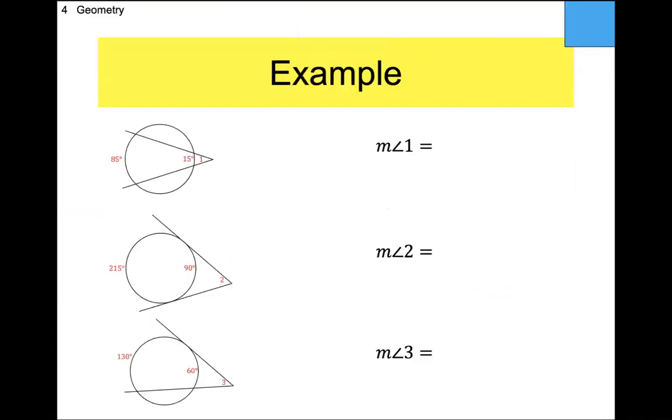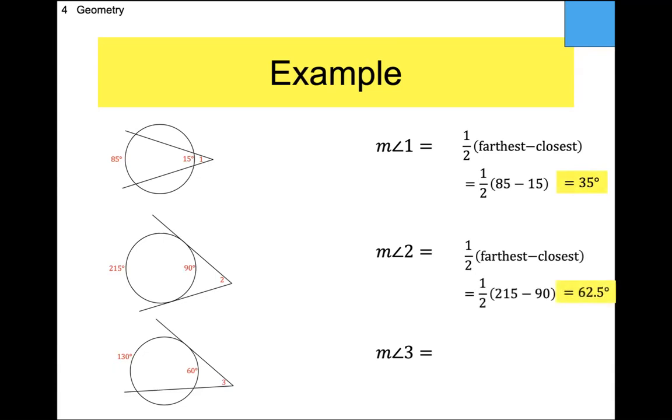Quick examples right here. Let's see, the first one is 2 secants. It's farthest minus closest, and then take a half. So 85 minus 15 is 70, and half of 70 is 35. 2 tangents, that's the second one there. It's going to be farthest minus closest. So 215 minus 90 is 125. Can't do math today. 125. There we go. Yeah, 125 over 2 is 62.5.